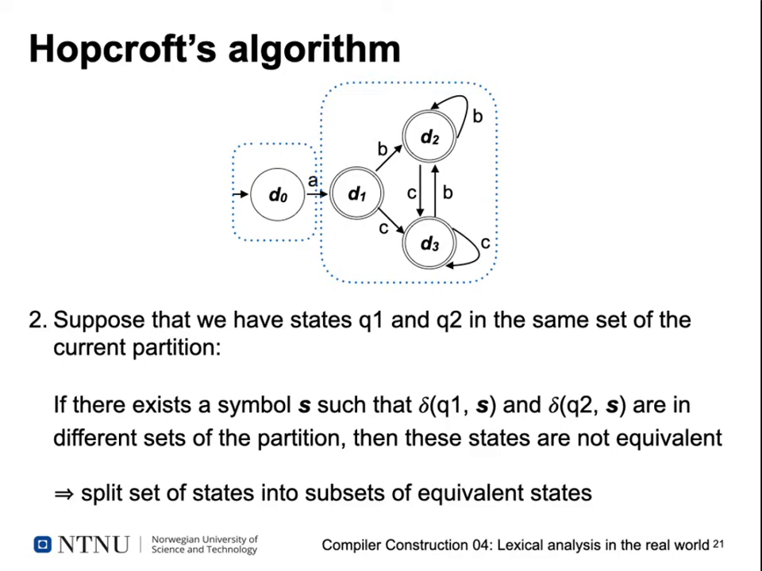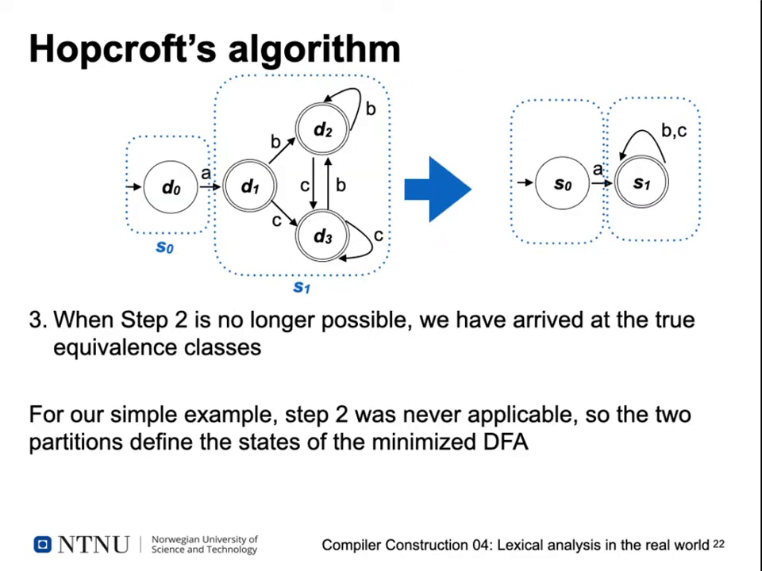So when we're in Q1 and read S, we end up in a different state than when we're in Q2 and read an S. Then these states are not equivalent, so we need to split the set of states into subsets of equivalent states. So we need to figure out which of these delta functions for Q1 and Q2, given the same character as an input, end up in the same final state. So when step 2 is no longer possible, we have arrived at the true equivalence class.